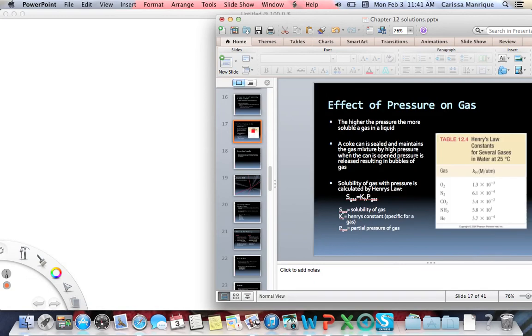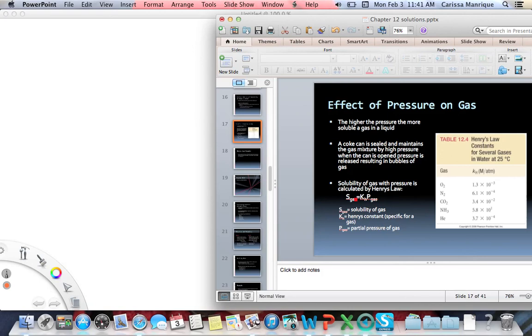Okay, you can actually calculate the effect of pressure on gas using Henry's law. So we want to see basically how much gas you need in something, what concentration of gas you get at that pressure. Remember, if you increase the pressure, more gas will become soluble. So we're trying to figure out how much gas will be soluble at that pressure.